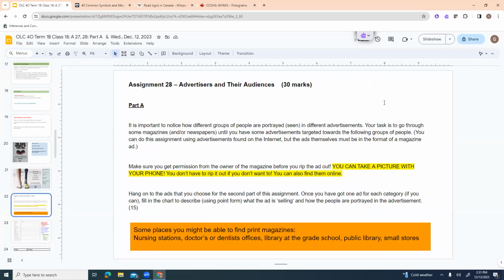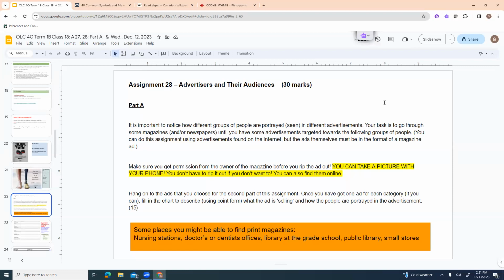Okay, so all this goes into assignment 28, which is called advertisers and their audiences. And we're going to split this assignment up into 2 days because there's quite a lot to talk about. So part A, we're going to talk about today, and part B, we will talk about tomorrow. So it's really important to notice how different groups of people are portrayed or seen in different advertisements. Your task is to go through some magazines or newspapers. You can also use online internet, okay? Until you have some advertisements targeted towards the following group of people.